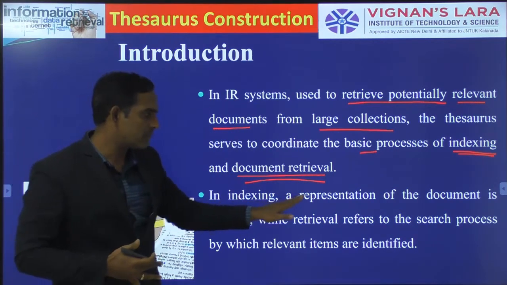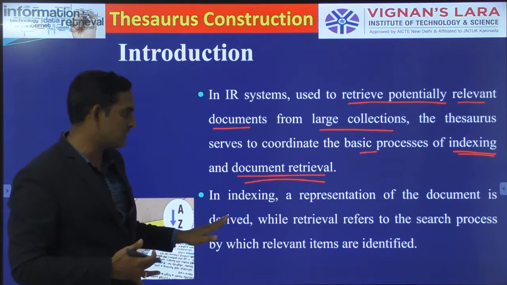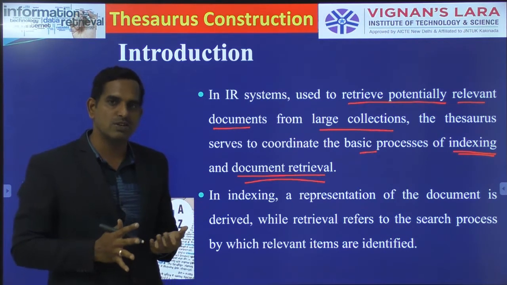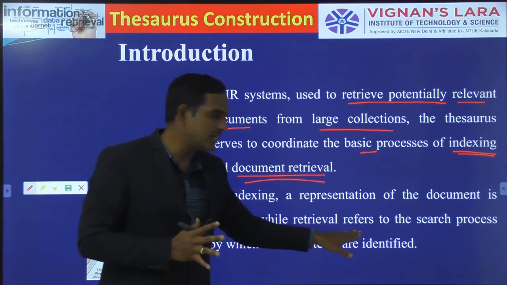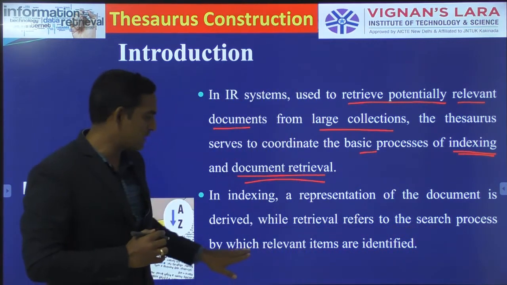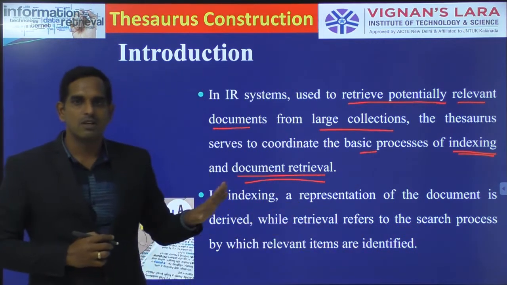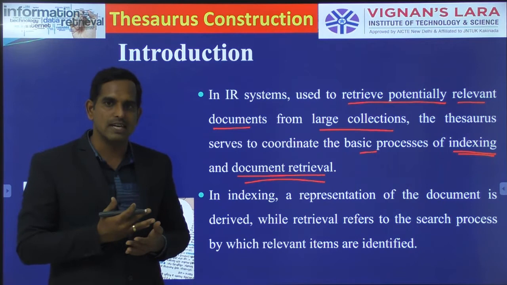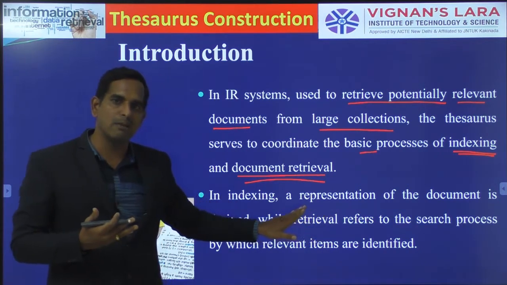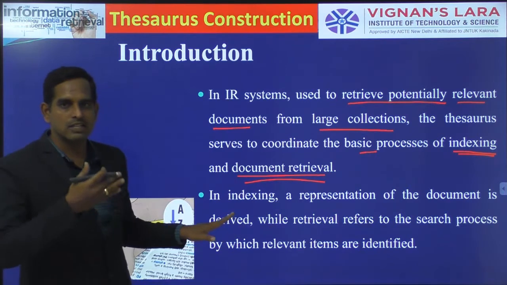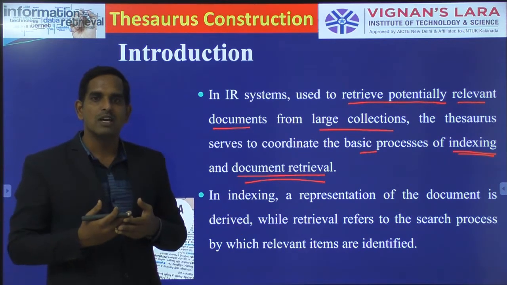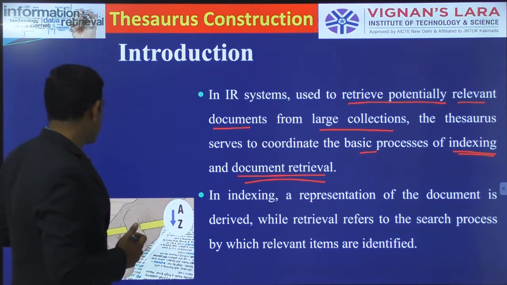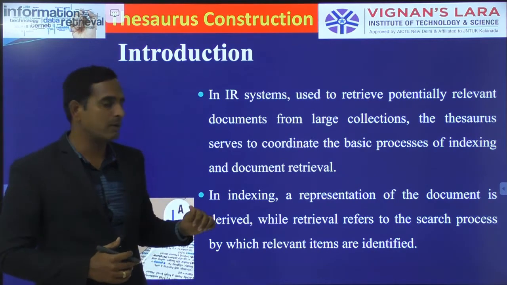In indexing, a clear representation of the document is derived. By using thesaurus we will be getting a clear representation of the document, while retrieval refers to the search process by which relevant items are identified. So during the indexing part, you will be getting a clear index by using the thesaurus. While during the retrieval process, the search will retrieve more effective, relevant documents from your information retrieval system. So these are the two places where you are going to have this thesaurus implementation.